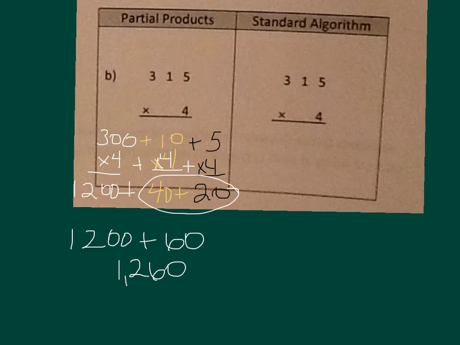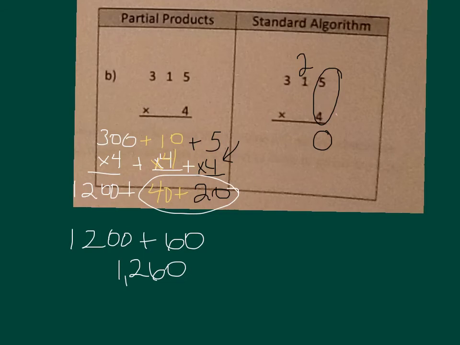Now, let's do the same thing again, but this time we're going to use the standard algorithm. So, let's start. The first thing I'm going to multiply is 5 times 4. Start in the ones place. That's going to be 20. Just like I got 20 over here, it's going to be 20 over here. I carried my 2 to my tens place.